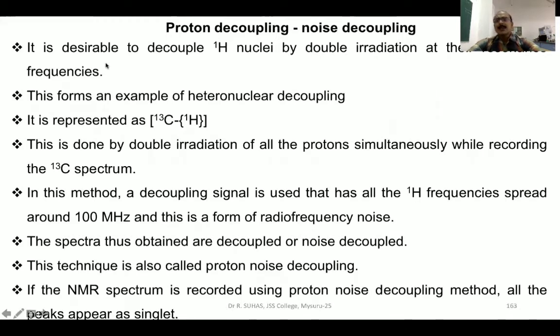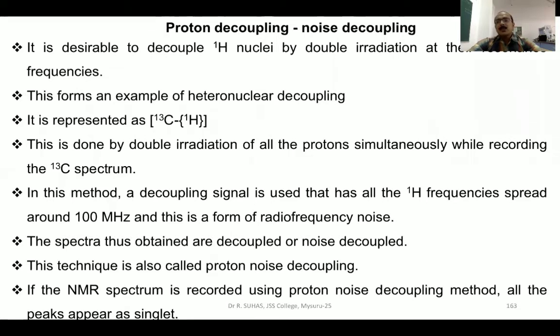So how can this be done? It is done by double irradiating, or by giving extra energy at the resonance frequency. In this technique, you run the C13 NMR, and by double irradiating the protons, you eliminate the coupling between C13 and 1H. Because you are involving both carbon and hydrogen, it is called heteronuclear decoupling.